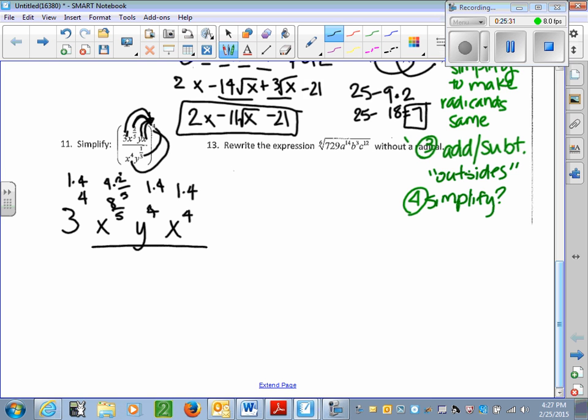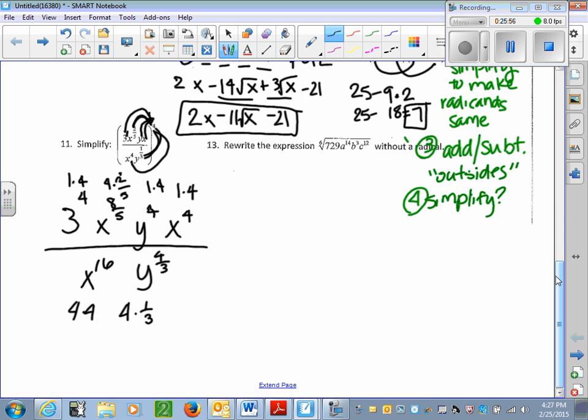Then I go to my denominator and do the same thing. I have 4 times the 4 on the x in the denominator, which gives me an x to the 16th, right? I did 4 times 4, gave me my 16. And then I have this 4 times the 1/3 on the y, which gave me a y to the 4/3.